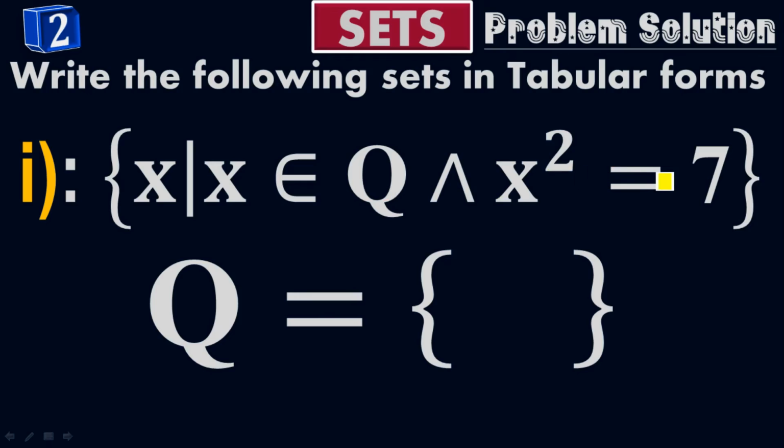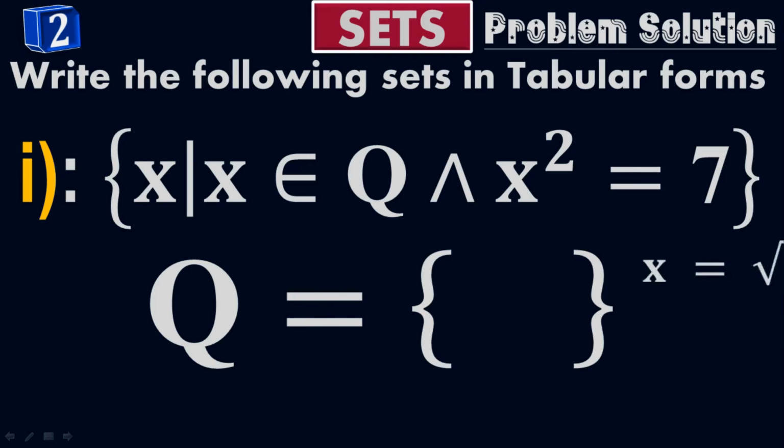So when I take the square on both sides, I will get x equals 7 under root. What is 7 under root? 7 under root is an irrational number. Here it mentions that x belongs to rational numbers. On the other side, we have x equals 7 under root. So we can write that Q equals the empty set. There is no rational number. 7 under root is not a rational number. Therefore, you can simply put the empty set. Q equals the empty set.